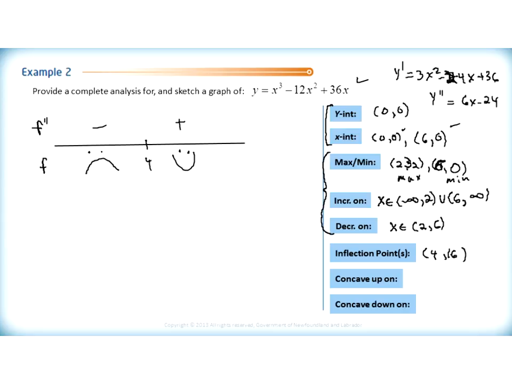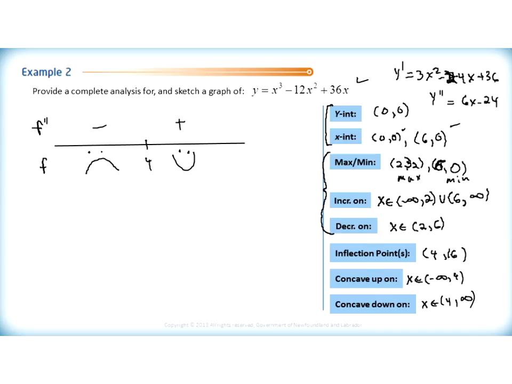Okay, so now we can say that we're going to be concave up on the interval x starts at negative infinity and goes all the way up to 4. And we're going to be concave down on the interval that starts at 4 and then proceeds on to positive infinity. Okay, so that's all the detail. What we're going to have to do now is make a sketch of this graph.